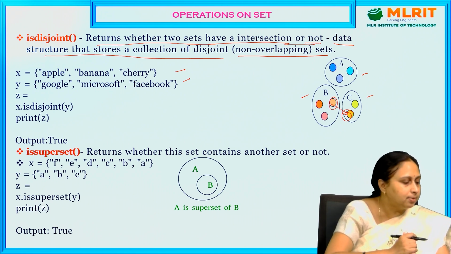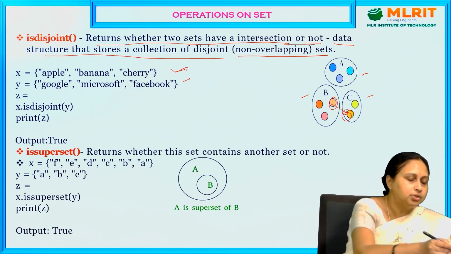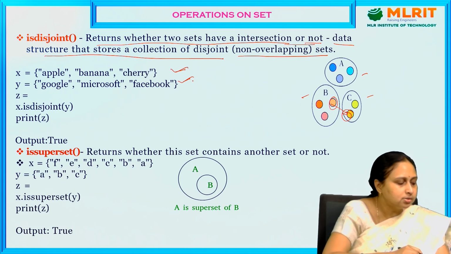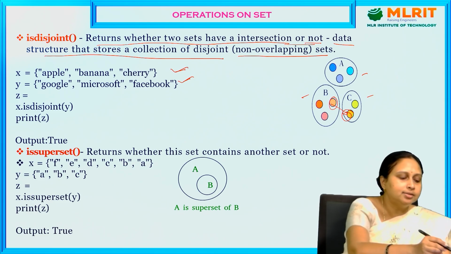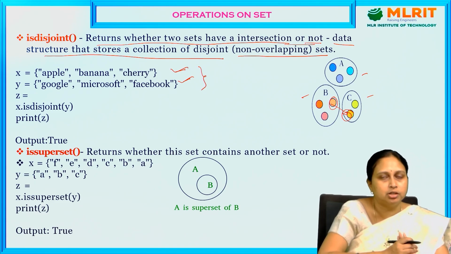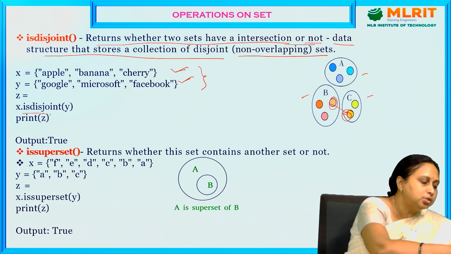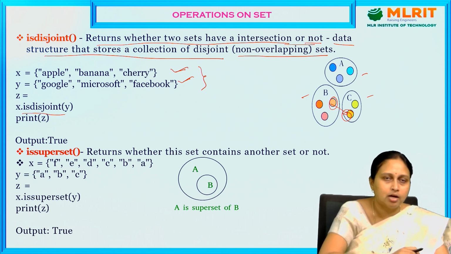Now you can see here x equal to apple, banana and cherry. This is one set which I have taken, and y is another set of strings, Google, Microsoft and Facebook. Now I am going to check whether these two sets have any intersection. That means, is any common string present? For that we are going to use a function called isdisjoint. Both are not having the same strings. That we are going to check.